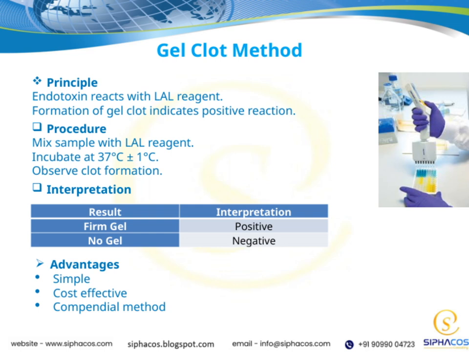No clot means negative. The procedure is straightforward: mix your sample with the reagent, incubate it at 37 degrees Celsius, then check for clot formation. It's a clear, easy-to-interpret test.